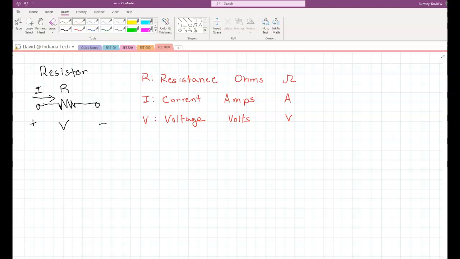Well, for a resistor, there's a very nice, easy relationship between resistance, voltage, and current. And some of you might already know this, but if you don't, it's something that's called Ohm's law. And Ohm's law states that the voltage across a resistor is equal to the current going through the resistor times the resistance. So V is equal to I times R, or you could write it obviously as R times I. It does not matter.